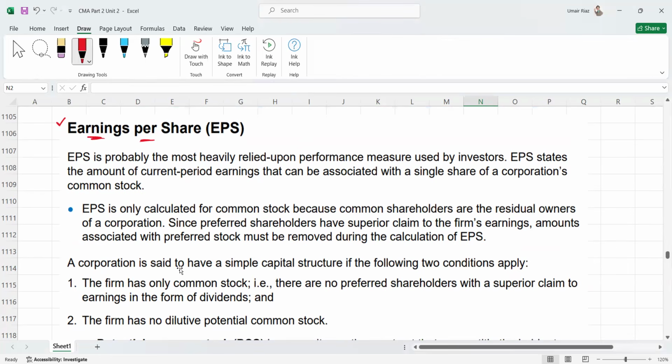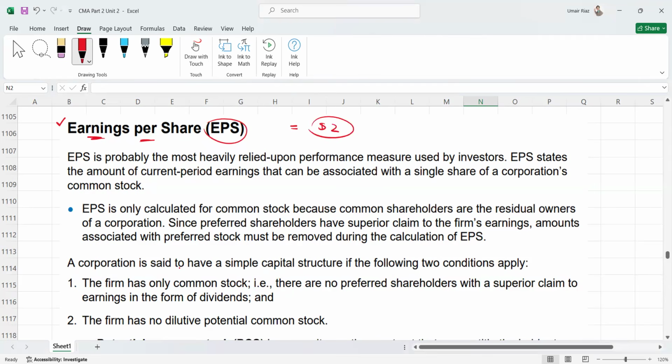How earnings per share is calculated, we will see, but I'm just giving you a rough idea. When we calculate the earnings per share ratio, simply we take profit available for common shareholders, or profit available for ordinary shareholders. That profit we always divide by the number of outstanding shares, the weighted average number of outstanding shares. Once we divide profit by the number of shares, we get earnings per share. So for example, earnings per share is $2.